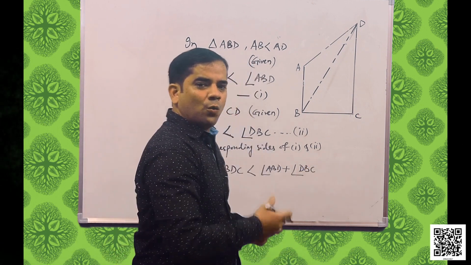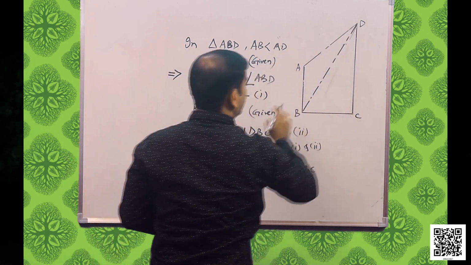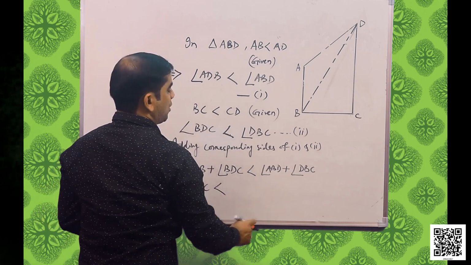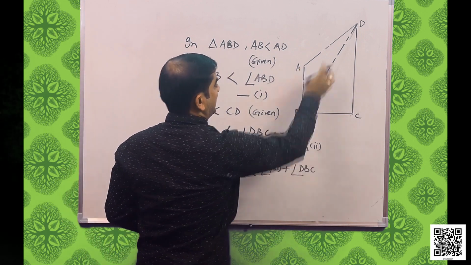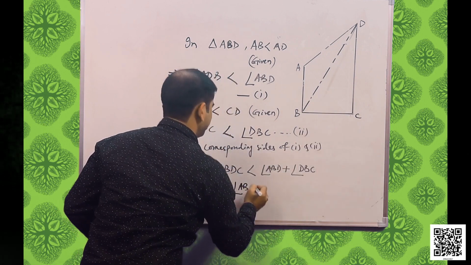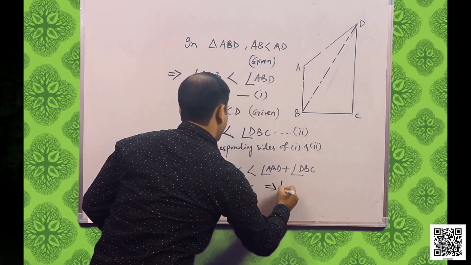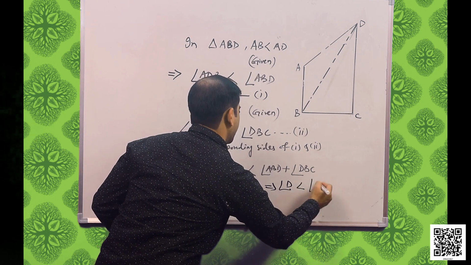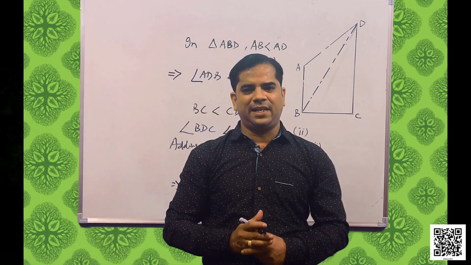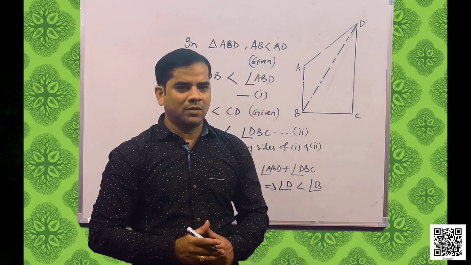Okay. So, what is ADB plus BDC? ADB plus BDC gives us angle ADC, which is smaller than, what is ABD plus DBC? ABD plus DBC gives us angle ABC. That implies angle D is smaller than angle B. Similarly, by joining A and C, we can show angle A is greater than angle C.